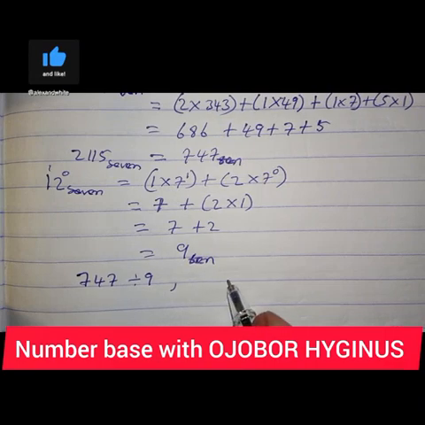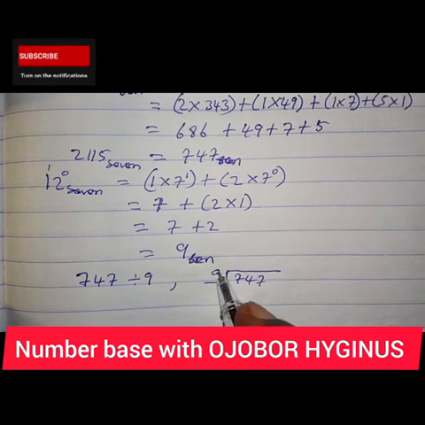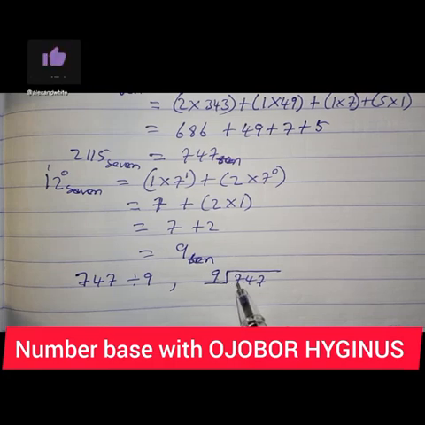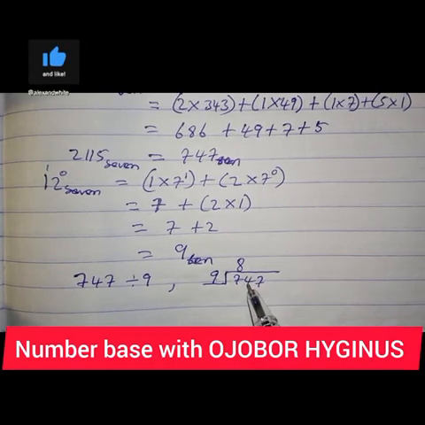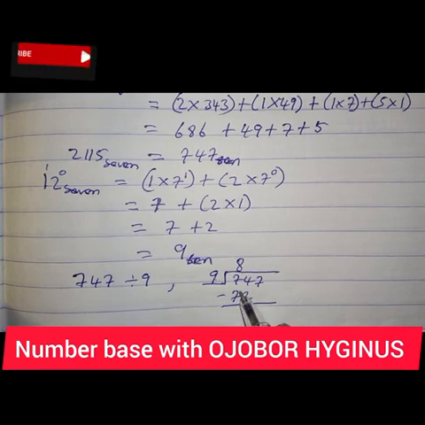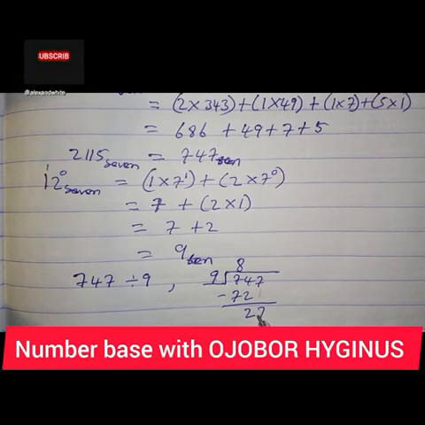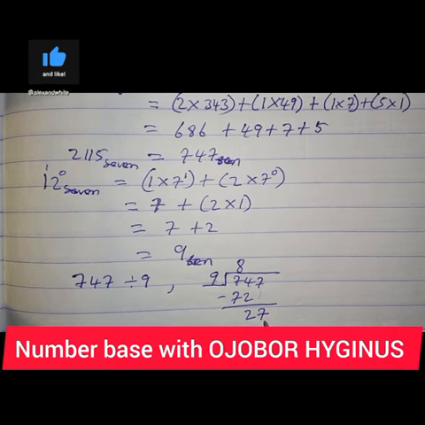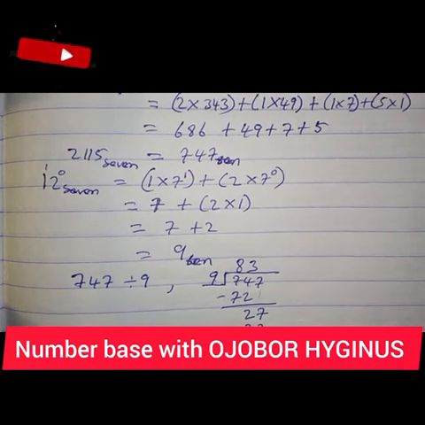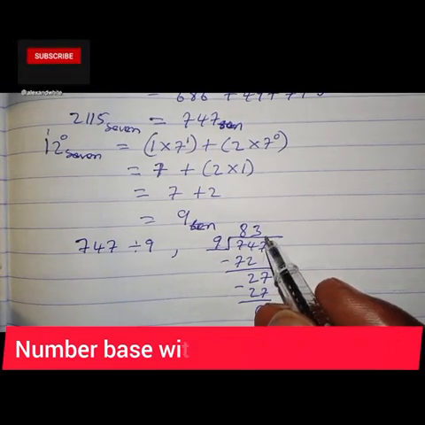And that will be, using our long division, we have 747 here and then 9 here. 9 divided into 7 cannot go. 9 divided into 74 will give us 8. 8 times 9 will give us 72. You subtract. This is a primary school long division. 7 minus 7 is 0. 4 minus 2 is 2. You bring down the next digit, so now we'll have 27. 9 divided into 27 will give us 3. 3 times 9 will give us 27. And when we subtract, we have 0. So 9 divides 747 to give 83.